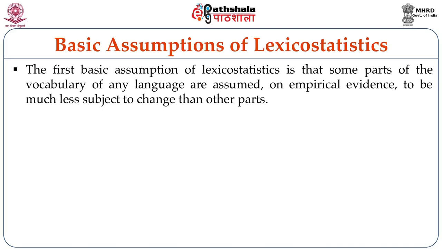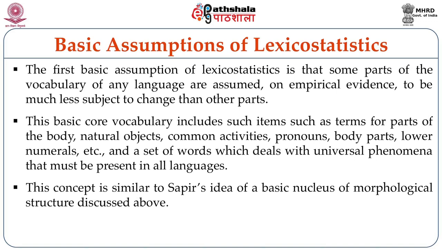In fact, that which tends to change slowly is known as basic vocabulary. So the vocabulary normally takes words like terms for body parts, natural objects, common activities, pronouns, lower numerals, etc. They are found in most all languages, whereas other words, for cuisine or dress or even, for that matter, technology, etc., are all amenable to change much more easily. Therefore, they should be avoided.